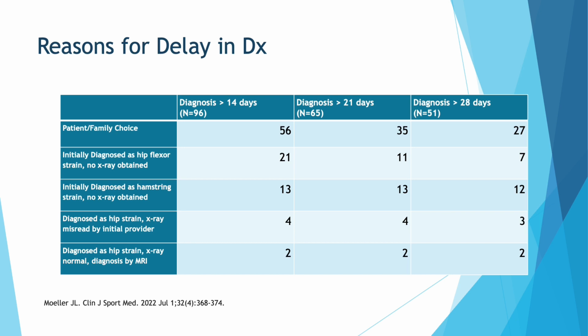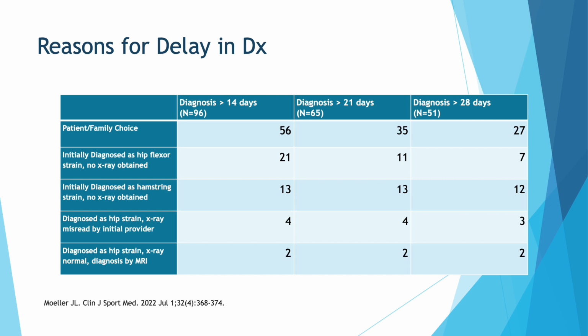And again, we look at our divisions of 14 days, 21 days, and 28 days. So the 14-day cutoff would be anybody diagnosed before 14 days versus all of those diagnosed after 14 days, and so on. And what we found was that the most common reason for delay in diagnosis was delay in seeking care. The patient or the family simply decided not to come in and be evaluated. We were the first provider to look at the athlete after their injury event and made the diagnosis at the time of their initial evaluation. And so that choice not to come in for evaluation was the number one choice. But you can see that as weeks went on, that number declined as you would expect.